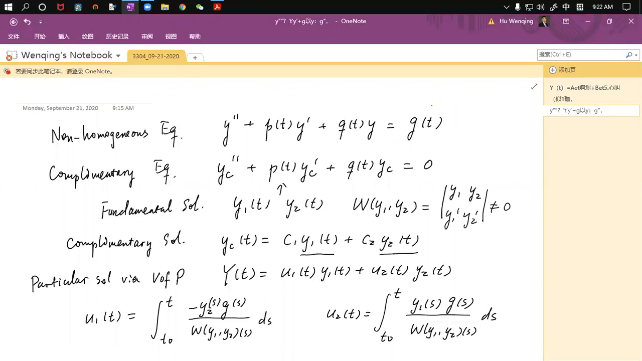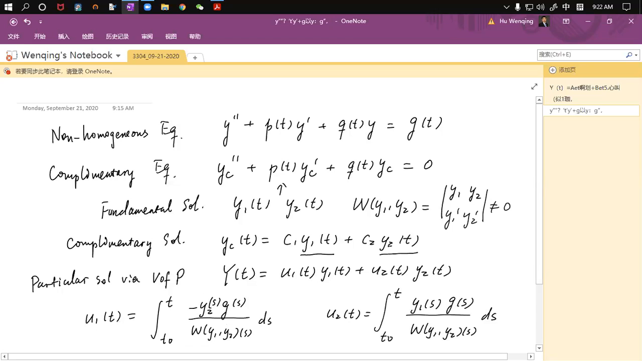So if you want to have that, then it is natural that you want to have g of s as a multiplicative factor on both u1 and u2. So g of s must stay there. g of s is just g of t, and therefore the only thing you need to remember is that u1 corresponds to minus y2.